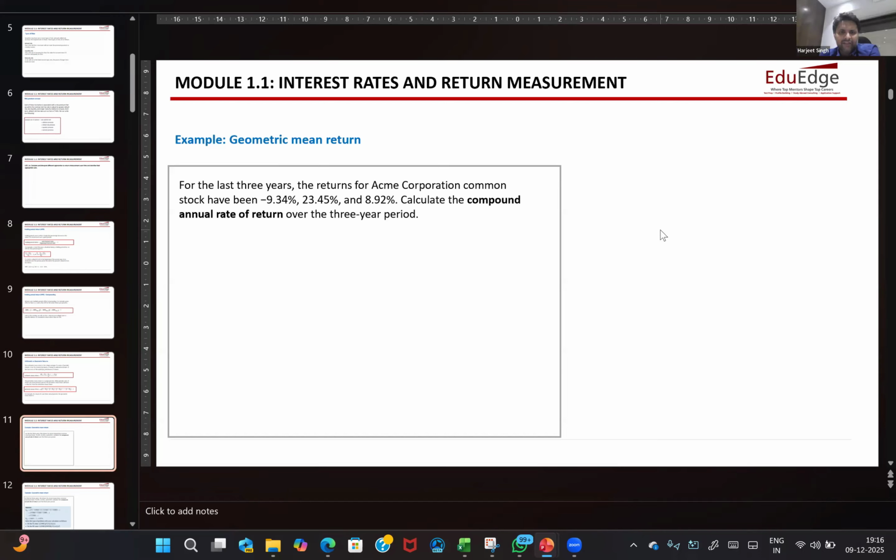So if you can try this, this is easy. Last year the returns for Active Corporation. I think here you use geometric, right? Yeah, you'll have to use geometric because single period returns are given. If you have beginning value and end value in terms of price, then you use CAGR.